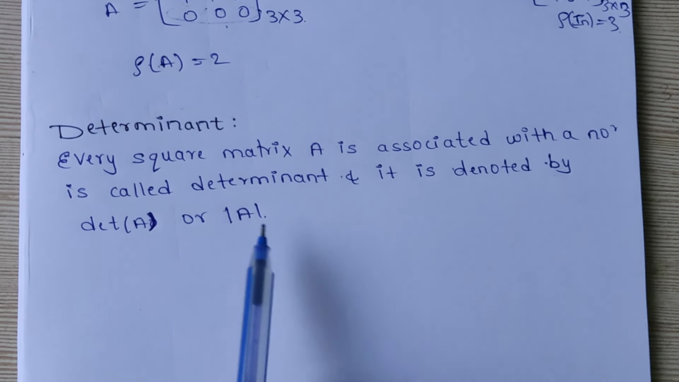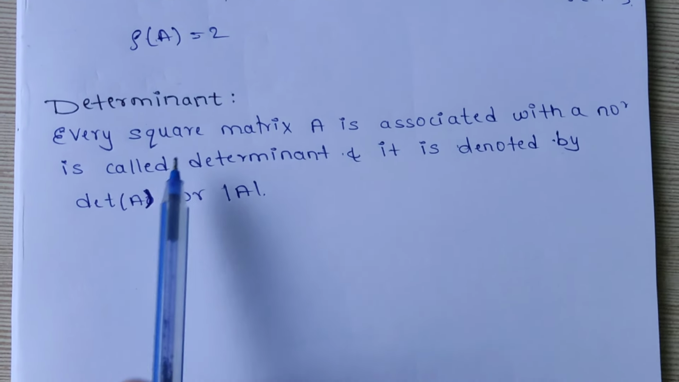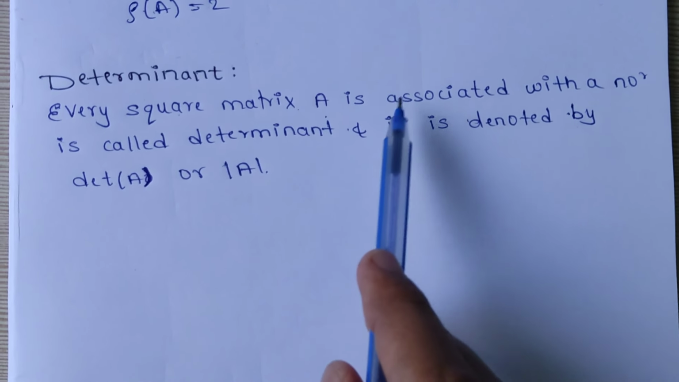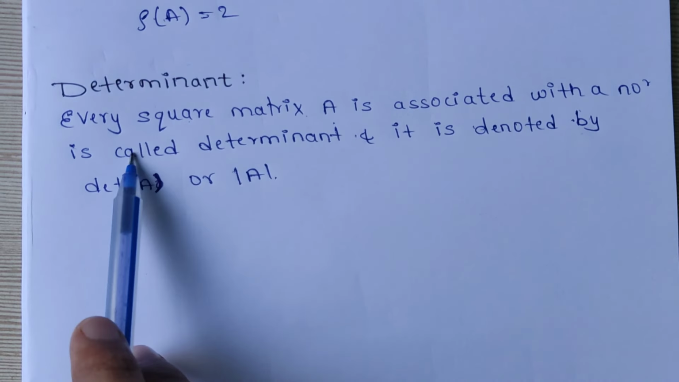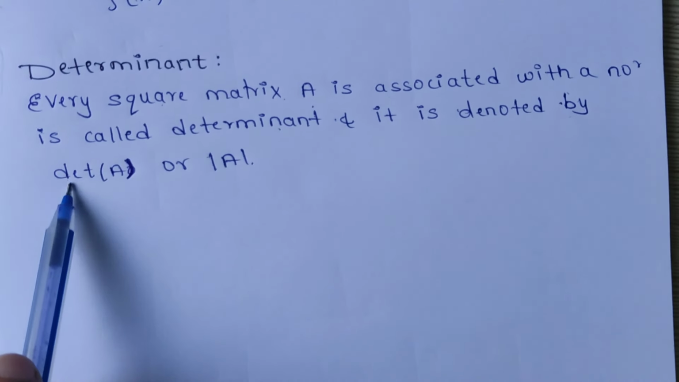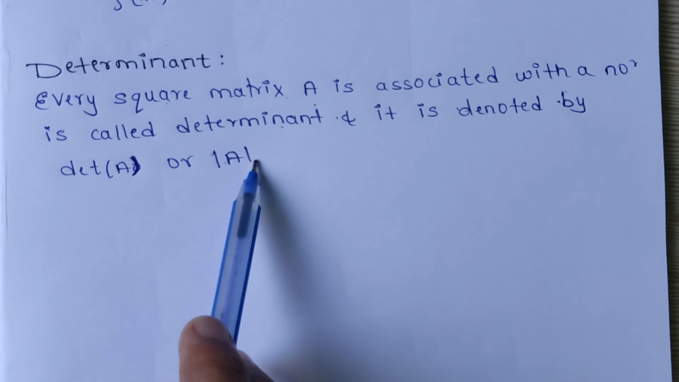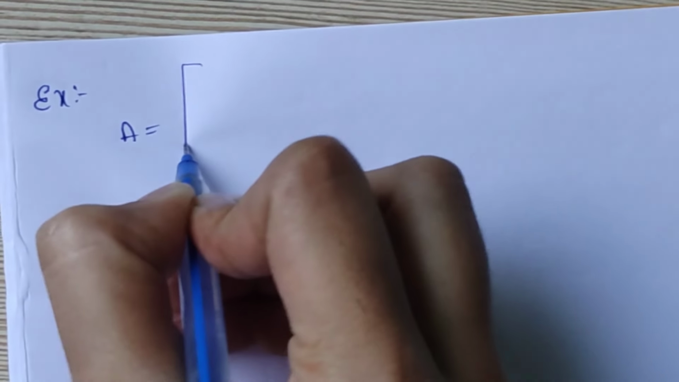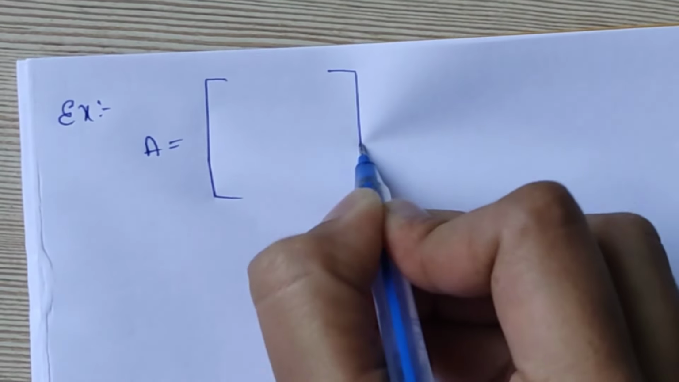So next one is determinant of matrix. Every square matrix A is associated with a number called determinant, and it is denoted by determinant of A or mod of A. So let us consider an example for determinant of a matrix. Take matrix A of order 3 cross 3.